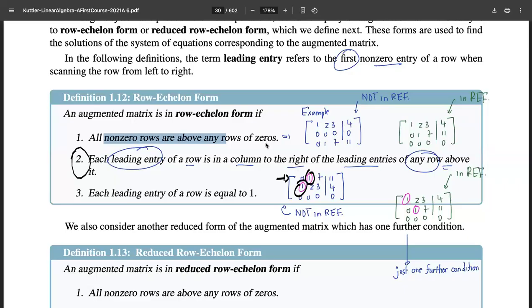So the way that I think about it is, as I go from the top row to the bottom row, the last row, the leading entries must go from left to right. So in a diagonal way, it must go from left to right. That's how I look at it, visually. I think that's a lot easier to say. And lastly, each leading entry of the row must be equal to 1. So that's clear.